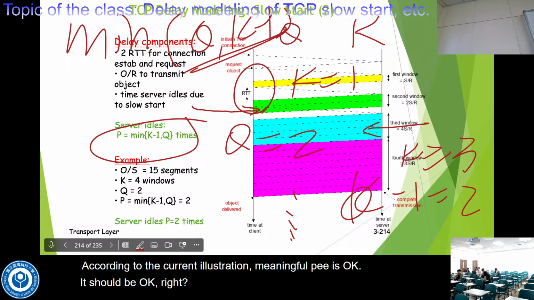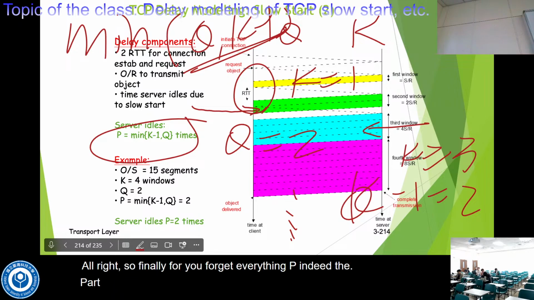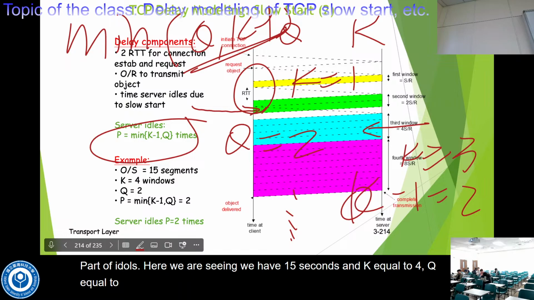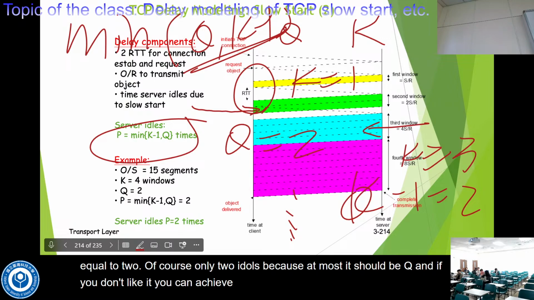Alright, so finally, if you forget everything, P indeed denotes the number of idles. Here we assume we have 15 segments, K equal to 4, Q equal to 2, so of course only 2 idles because at most it should be Q. And if you don't like it, you can assume K equal to 2. Then we just have a single idle time.